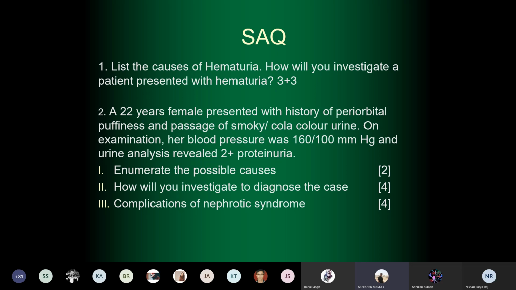Maybe in ICM they will ask you to list some causes of hematuria. How will you investigate a patient presenting with hematuria? Then in your McLeod they have given you the causes of painless hematuria and painful hematuria. That also you can divide, in any other way, into glomerular hematuria or non-glomerular hematuria.